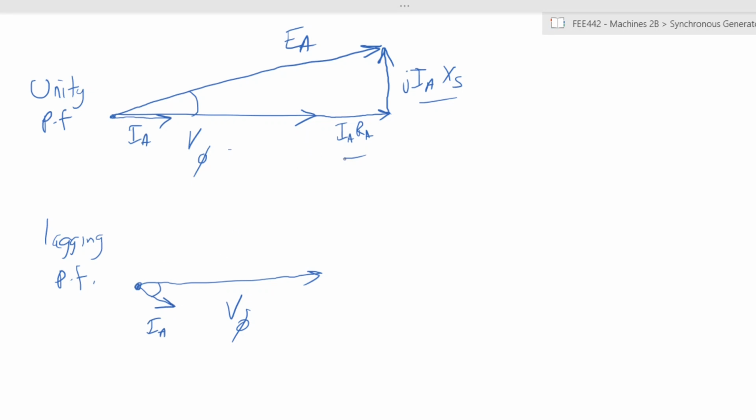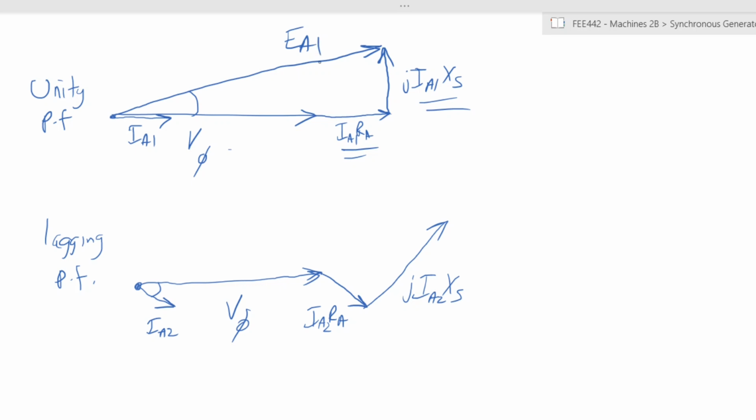So what does that imply? It means that this element and this element now have a different direction. The resistive element is in parallel to the direction of the current. So it looks like that, in parallel to each other. The reactive element is still at 90 degrees, so we'll call it 90 degrees like that. So this is IARA and this is JIAXS. Let's call this IA1, IA2.